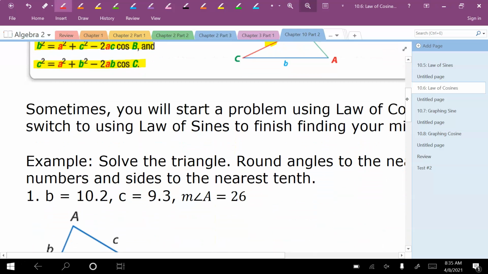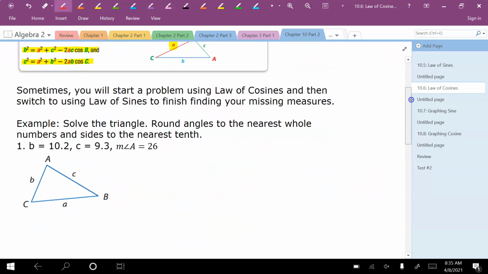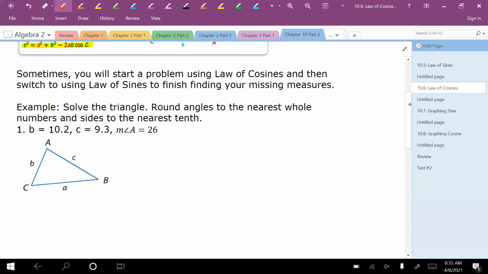So we're going to practice using law of cosines, but there will be cases where we start a problem out using law of cosines, and then we switch back to using law of sines, only because law of sines is a little bit faster. But there's cases where you're given a triangle and you can't use law of sines because you don't have enough information, so you have to start with law of cosines first. So we're going to solve some triangles. We're going to round angles to the nearest whole number, and sides to the nearest tenth, just like yesterday.